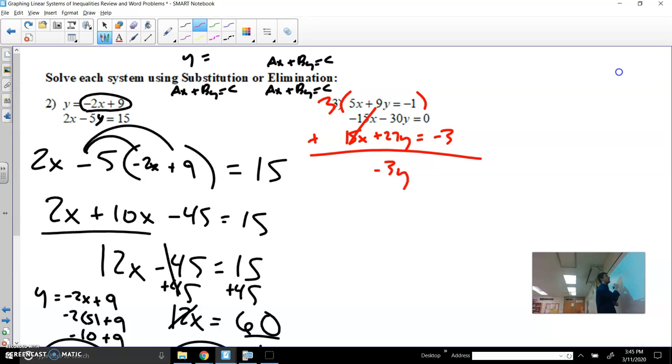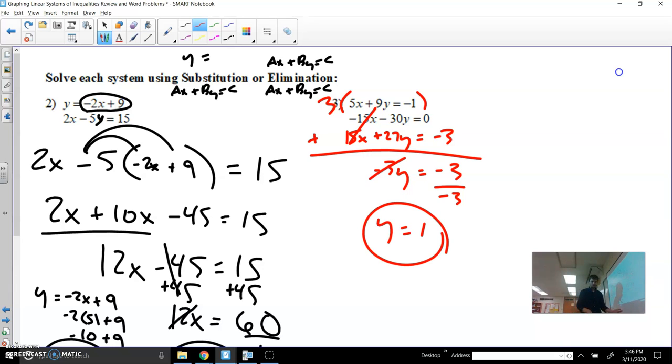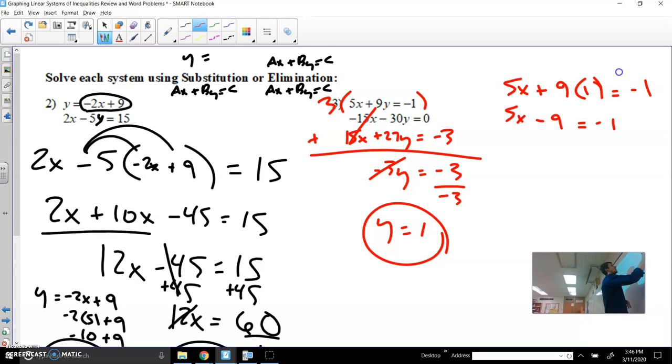You get negative 3y equals negative 3. And if you divide, you find out that y has to be the value of 1. So let's go back into the problem. Let's plug that back in. 5x plus 9y equals negative 1. There we go. And we are trying to plug in the value of 1 for the y and solve for the x. So 5x minus 9 equals negative 1.